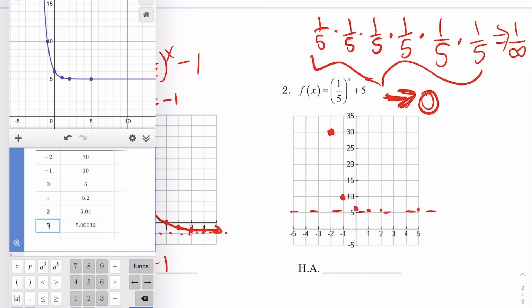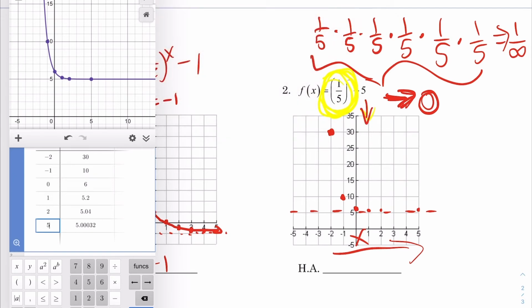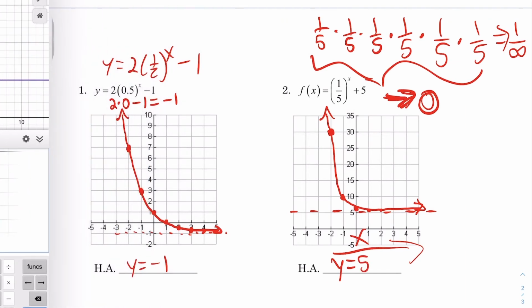So what that's showing us is that as x gets farther to the right, this part here is getting smaller and smaller. This gets smaller and it approaches 0, like I said before. So much that it doesn't affect the graph at all. The 1/5 to the power of x is going to stop affecting the graph, and the only thing that will be left is the constant. And the horizontal asymptote was at y equals 5. Easy enough.